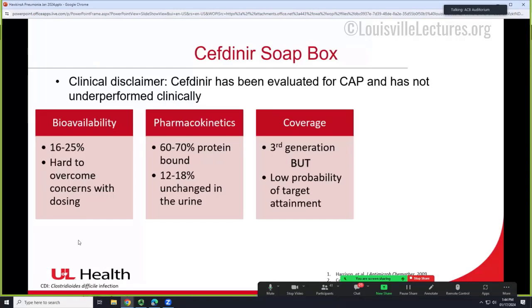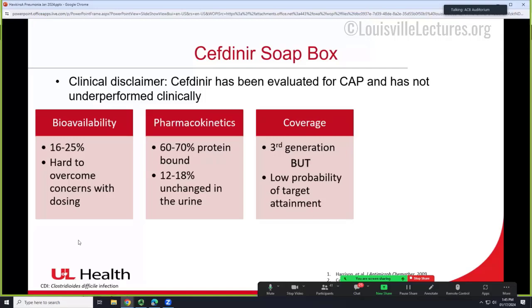So cefdinir, clinical disclaimer, it has been studied for community-acquired pneumonia, has not underperformed clinically. However, again, I'm putting on my pharmacist tinfoil hat. If you ask any ID provider what their favorite drug is, it's Doxy, least favorite is probably cefdinir. And so the reason for this is if you get down to the nitty-gritty pharmacokinetic, pharmacodynamic stuff that we like to nerd out on, it's only 16 to 25% bioavailable. You're comparing that to amoxicillin, amoxiclav, 90 to 100%.